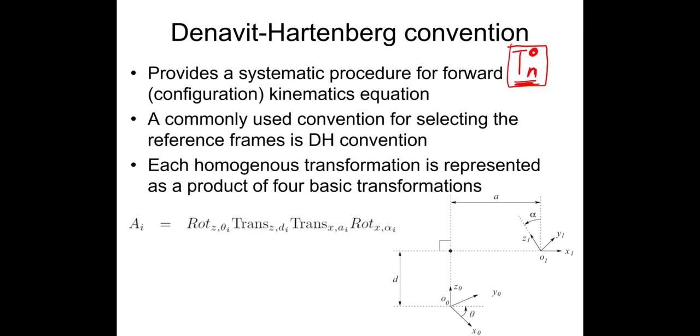Okay, so it means that once we get the point of DH convention, we can quickly do the analysis between two frames. This DH convention is widely used for selecting the reference frames, and each homogeneous transformation is represented as a product of 4 basic transformations. So that is how we define the DH convention.